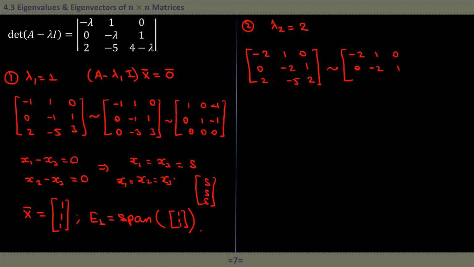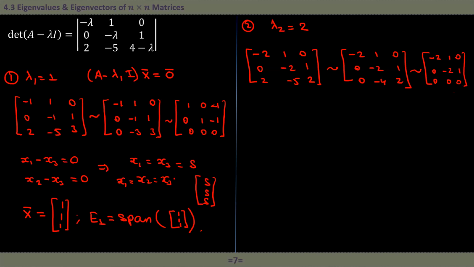And if you add the first row to the third row, minus 2 plus 2, that's 0. 1 plus negative 5, that's minus 4. 0 plus 2, it is 2. Again, as you see here, if you multiply the second row by negative 2 and add it to the third row, because we always must have this 0 row, otherwise we'll not have a non-zero solution here. Minus 2, 1, 0, 0, minus 2, 1, and here we have 0, 0, 0.